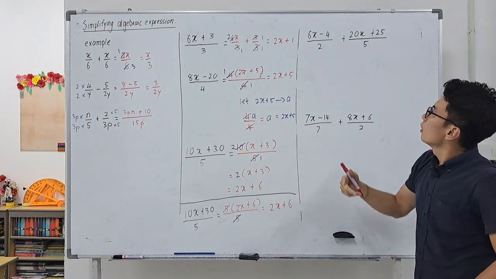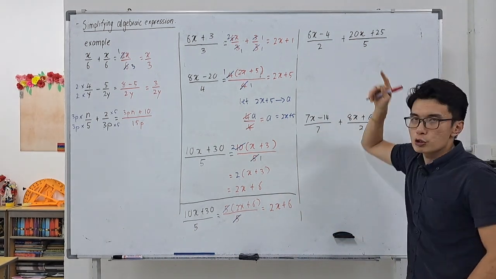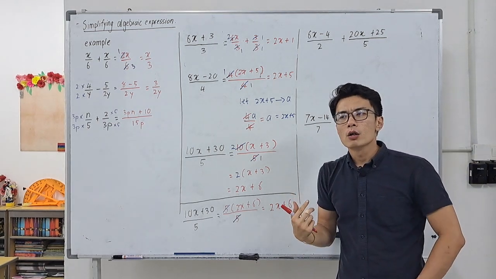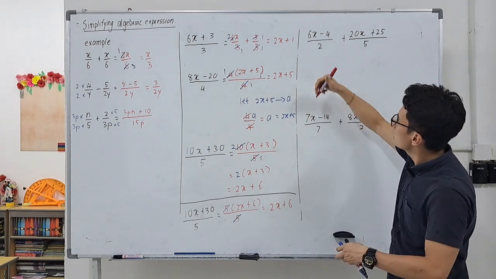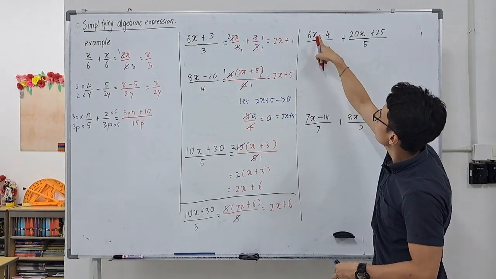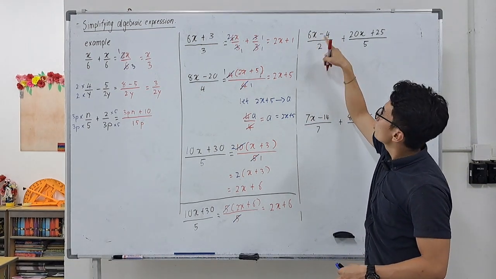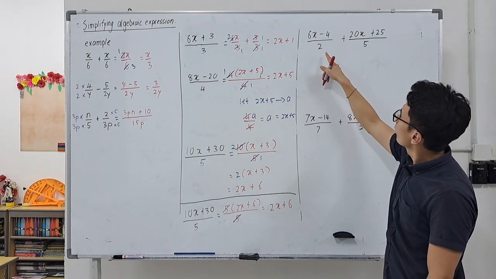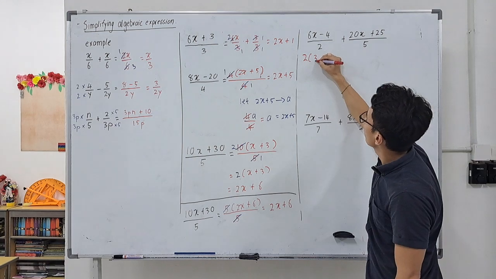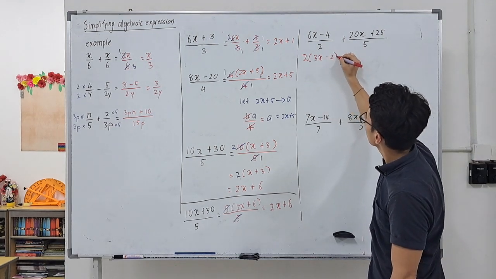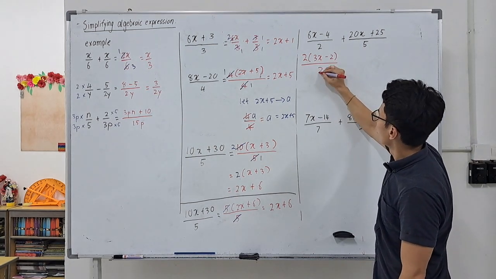So instead, why not take a look at this algebraic fraction and think of if you can factorize something first from their individual fraction. Now let's take a look at this one. The numerator, there's something I can take out, right? I can take out 2. So if I take out 2, what's going to be left in the bracket? That's going to be 3x minus 2. Everything here is going to be over 2.